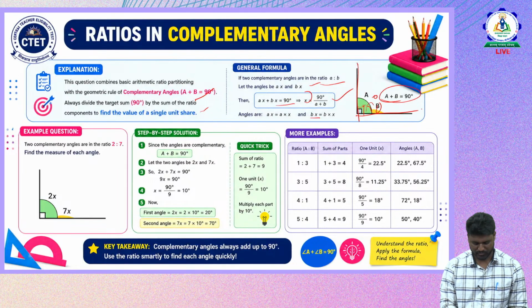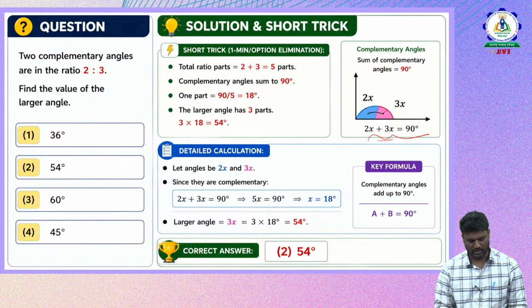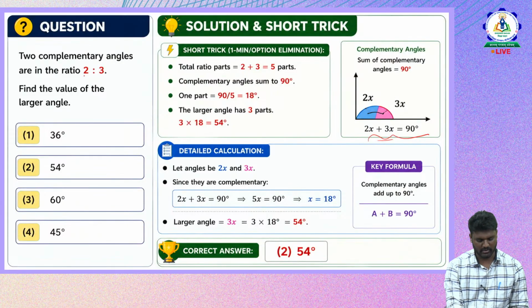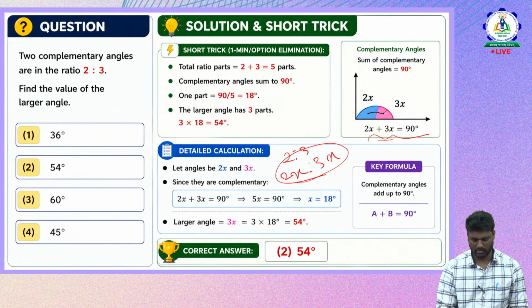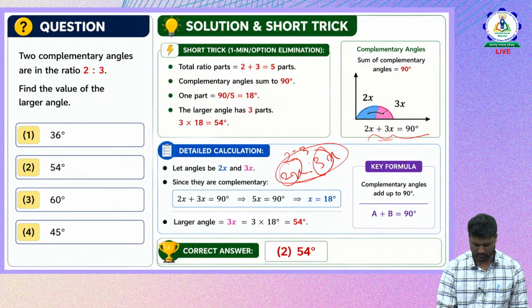Before we solve this one, let us solve the previous question. What are the two complementary angles in the ratio? They are given in the ratio 2:3. So let us assume 2x and 3x. What is the total? One angle is two parts and the other angle is three parts. The total of the angles is 5 parts.